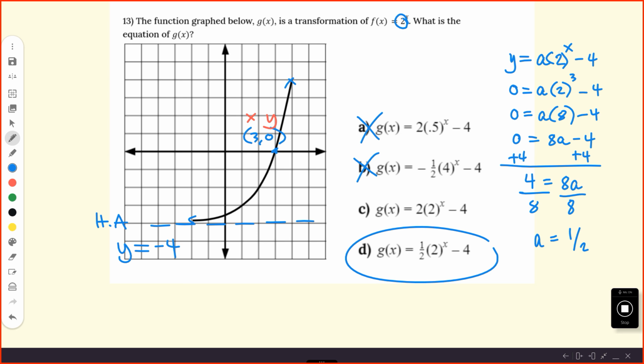Okay, look at this also, class. If you don't want to solve it, if you don't know how to solve it, look at this. What is the distance of the intercept from the horizontal asymptote? 1/2. So that's why it's a shrink by 1/2. Will you be able to do that every single time? You can do that every single time. But just to be sure, you can also try to solve for a.